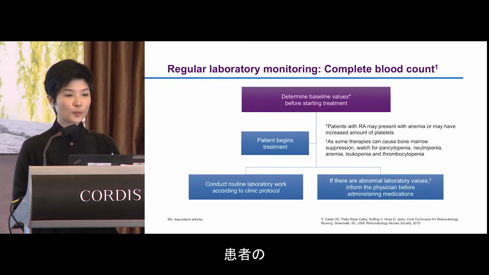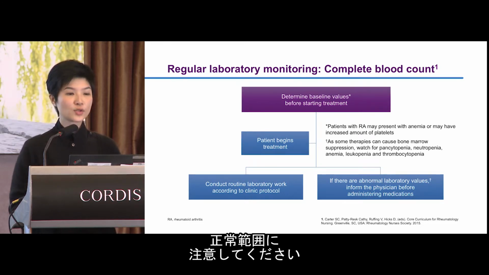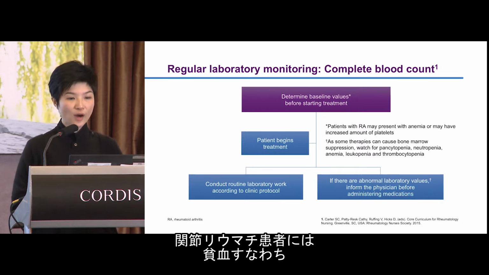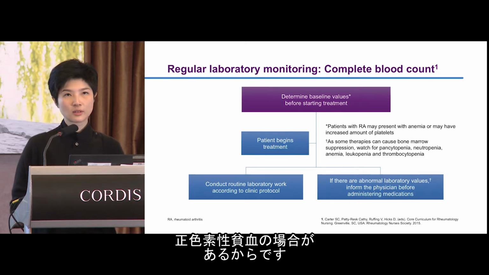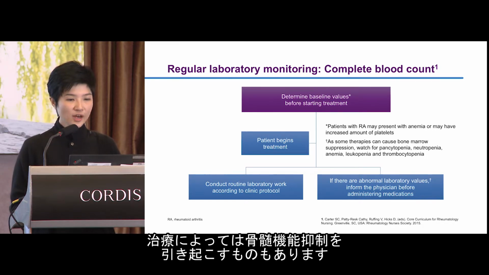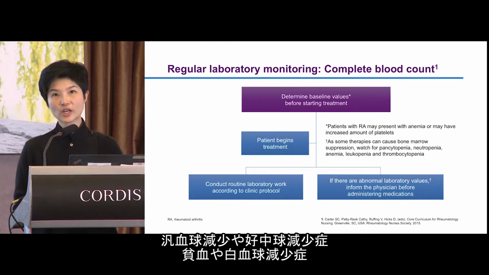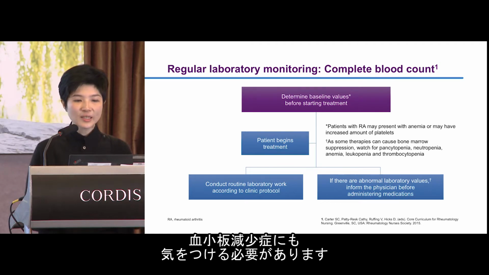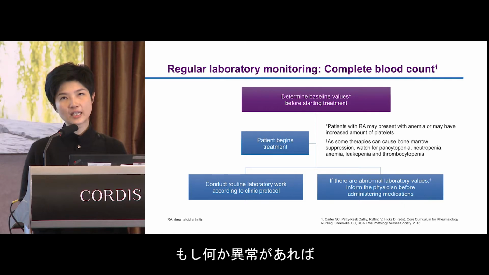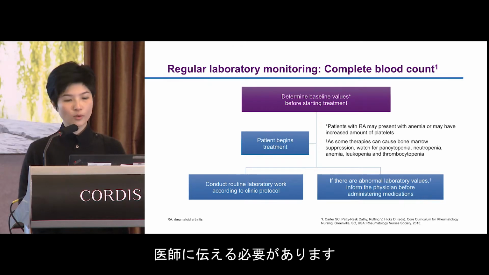So just like ESR and CRP, before we start the treatment for a patient, we should check the baseline CBC for patients, because patients with RA may present with anemia, which is a normochromic, normocytic anemia, and may have an increased amount of platelets. As some therapies can cause bone marrow suppression, we should also watch out for pancytopenia, neutropenia, anemia, leukopenia, and thrombocytopenia. So after we start the treatments, we should conduct regular monitoring of these bloods, and if there are any abnormalities, we should inform our physicians before we go into administering the medication.